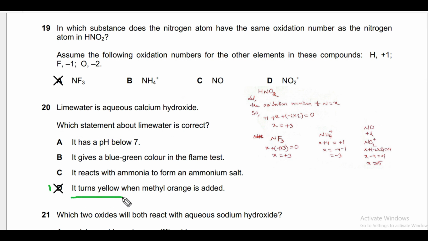It turns yellow when methyl orange is added. Calcium hydroxide is an alkali, so in alkali methyl orange shows yellow color. This is the right answer, D.